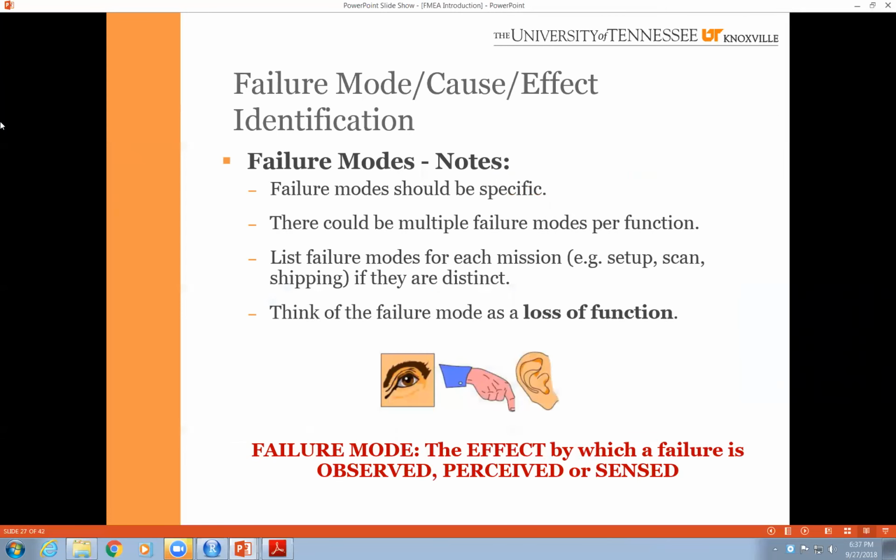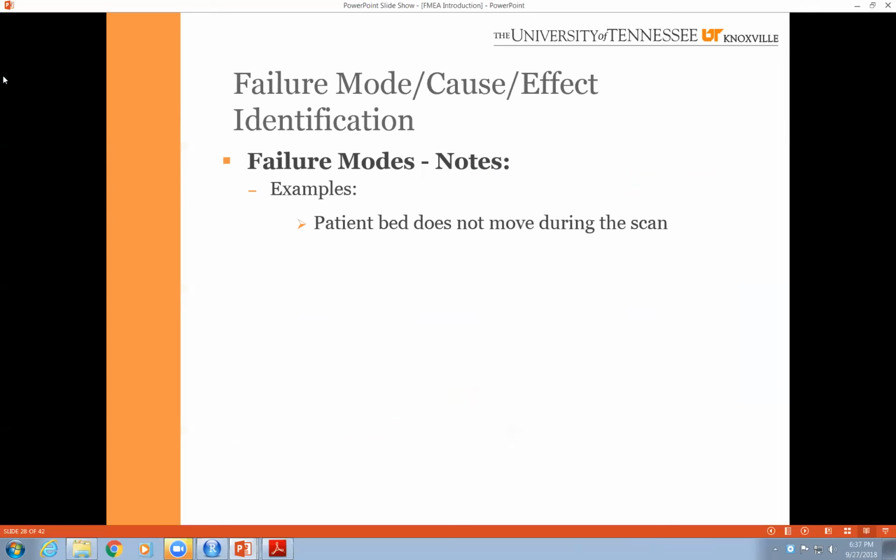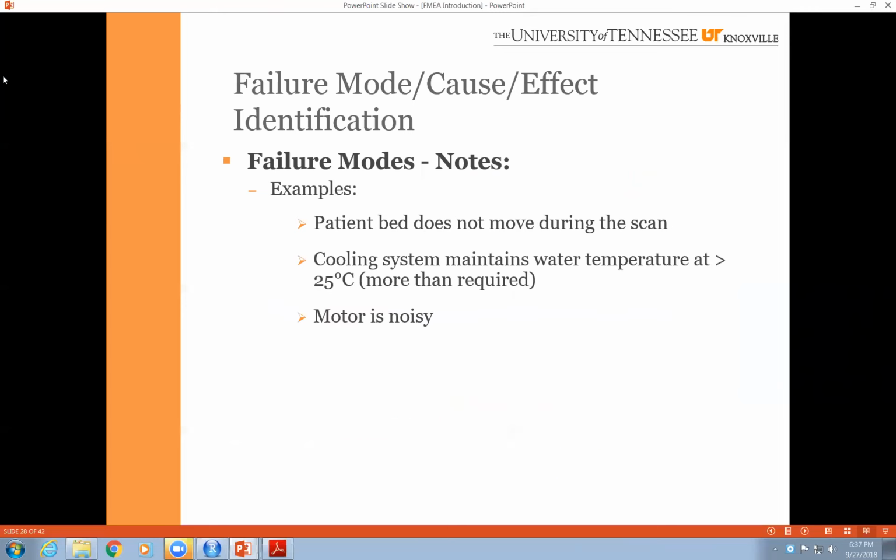Okay. Failure modes, basically think about it as, how do you observe, perceive, or sense the failure? So for example, I think I might have a couple of examples here. Motor is noisy, I can hear it's noisy, right? It shouldn't be noisy. So cooling system is not really maintaining at 25 degrees. I'm really at 35 degrees. My air conditioning is not running. I see my thermostat goes from 78 to 85. Something is not right. This is how I feel that failure mode.